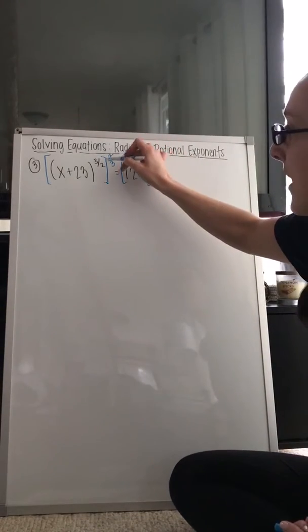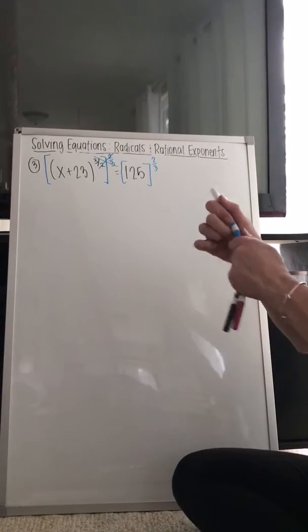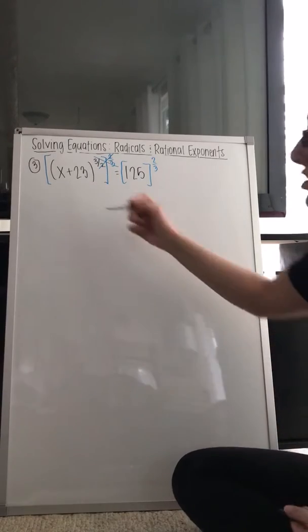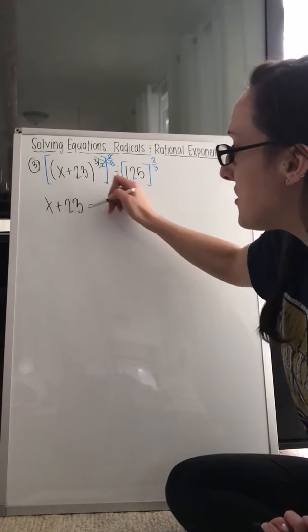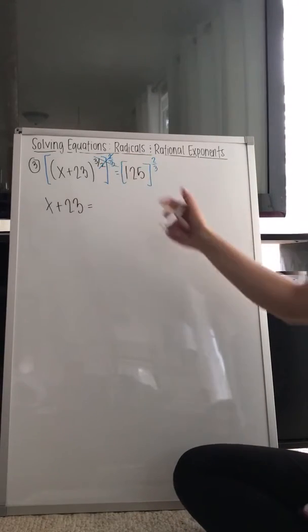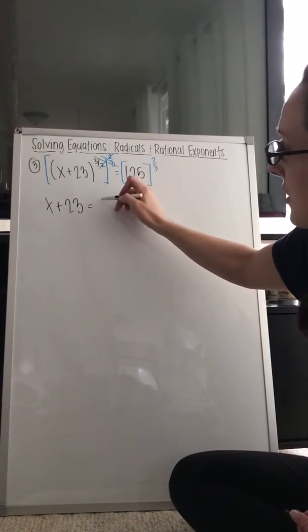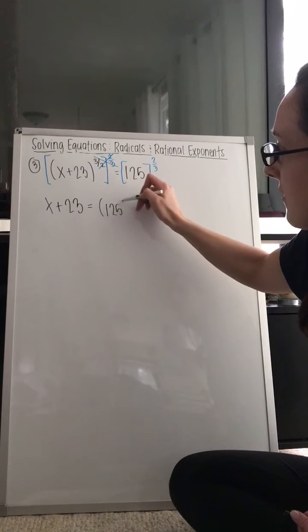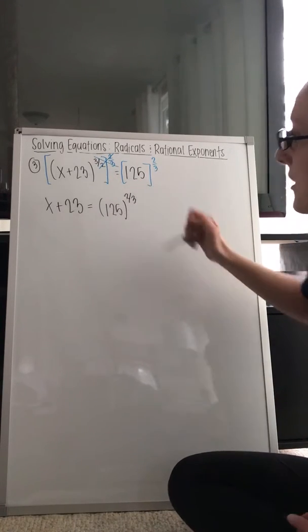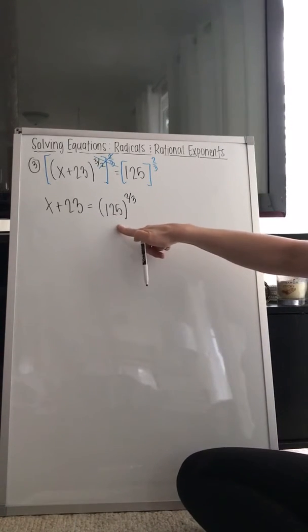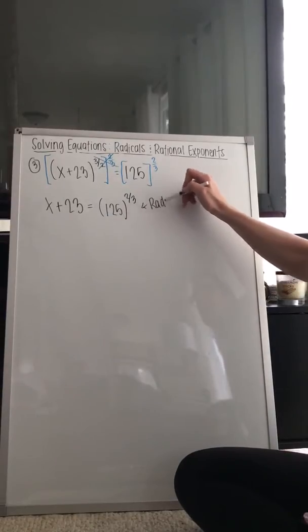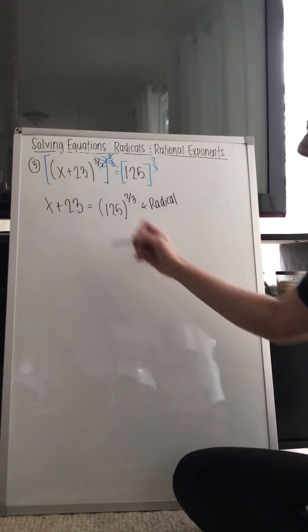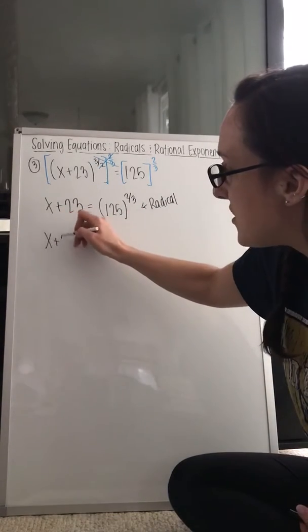Over here, my exponents undo each other, so I'm just left with bringing down that x plus 23. And you can drop the parentheses at this point because we've gotten rid of the fractional exponent. And I'm going to bring down the 125 raised to the 2/3 power. So the video that I posted yesterday will hopefully help us to evaluate this 125 to the 2/3 power. I'm going to rewrite this as a radical, and I'm going to evaluate from there. So I'm going to bring down the x plus 23.